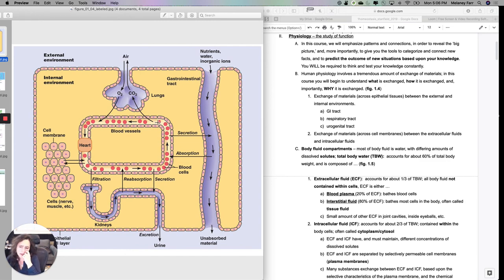By the way, this figure right here is just how physiologists sort of see the human body. Basically, it's just a big blob, and it's got places where you can do exchange. Obviously, not an anatomically correct drawing, just a functional drawing.